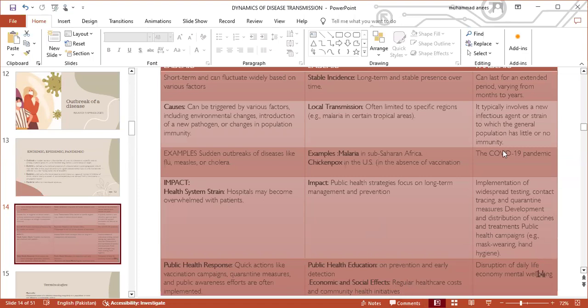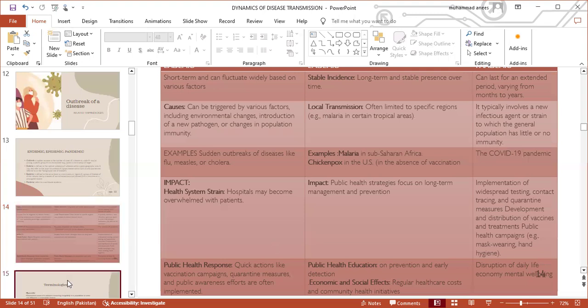In case of a pandemic, there is implementation of widespread testing, contact tracing, quarantine measures, development and distribution of vaccines and treatment, and public health campaigns to educate the public. For example, in case of COVID-19, mask wearing, hand hygiene, and sanitization were implemented. Disruption of daily life, economy, and well-being occurs along with a pandemic. These are some of the characteristics of epidemic, endemic, and pandemic.